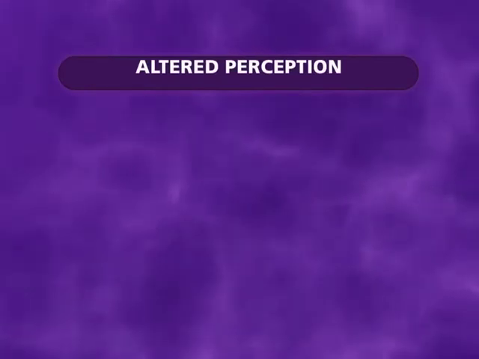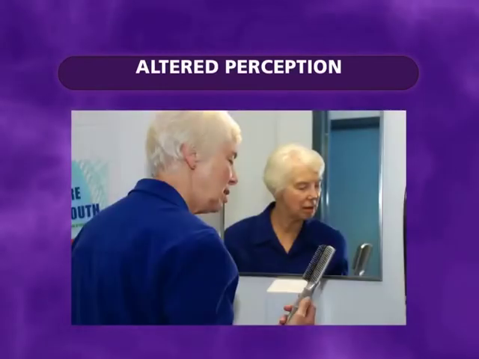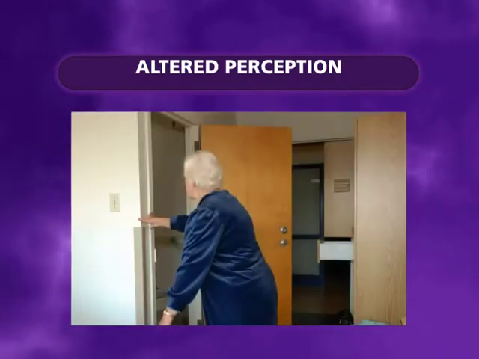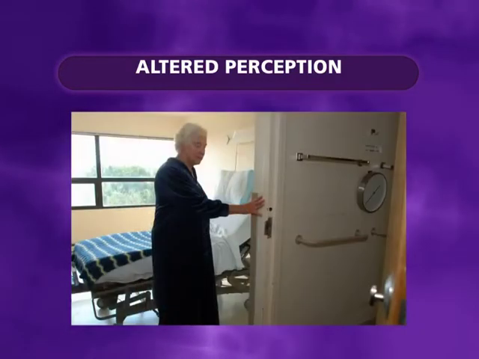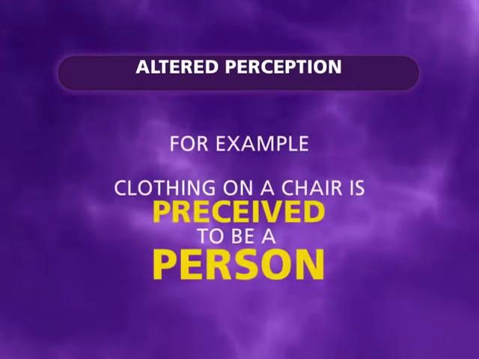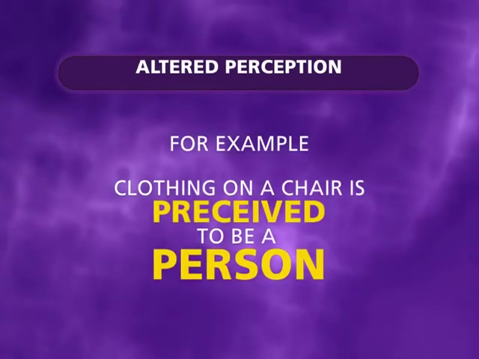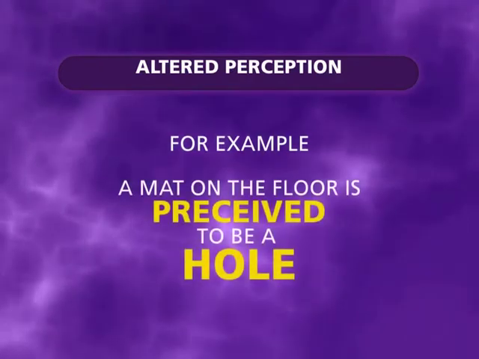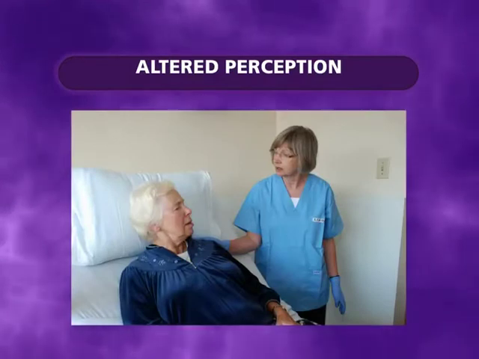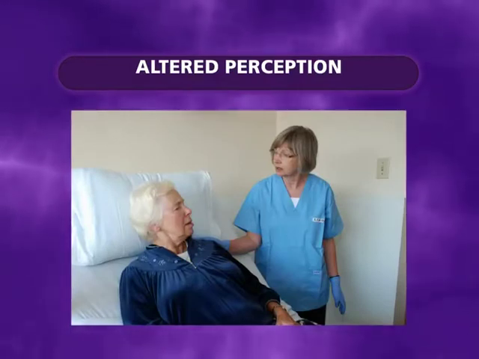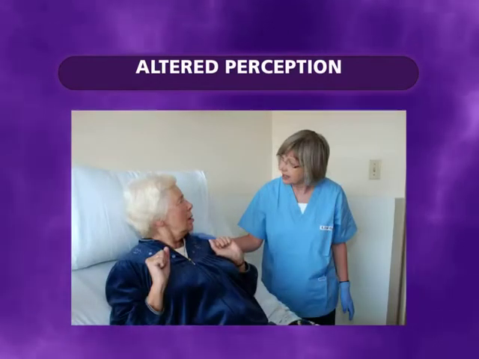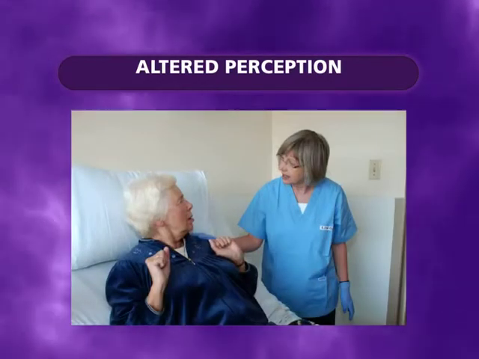Altered perception. People with altered perception are no longer able to see the world in 3D. Depth perception is altered, resulting in changes in the way a person moves about their environment. For example, clothing on a chair is perceived to be a person, or a mat on the floor is perceived to be a hole. The resident may also ignore their peripheral vision field and focus on what is in front of them. They may startle easily when approached from behind or from the side.